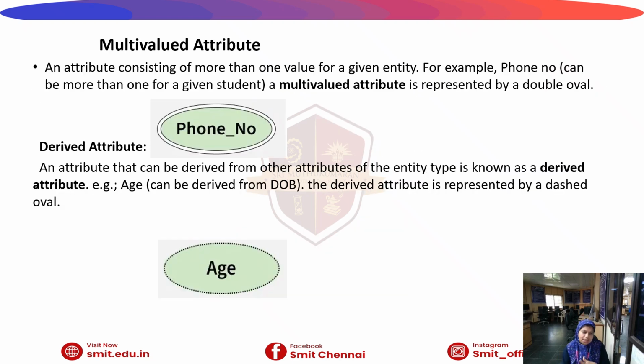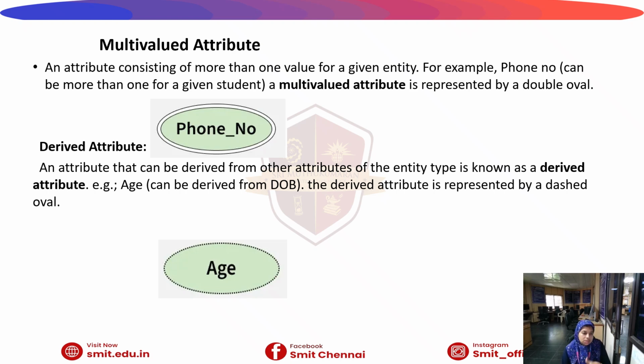The next is multi-valued attribute. The attribute consists of more than one value for a given entity. For example, phone number. So a phone number can have multiple values, not just a single one. It can consist of 10 numbers, sometimes 15 numbers. So a multi-valued attribute is represented by a double oval.